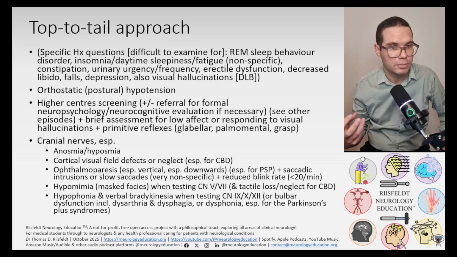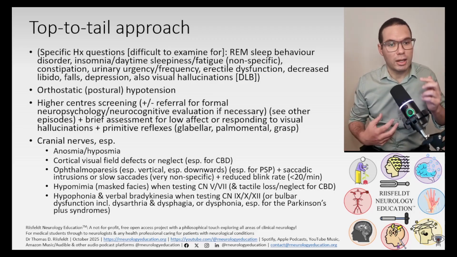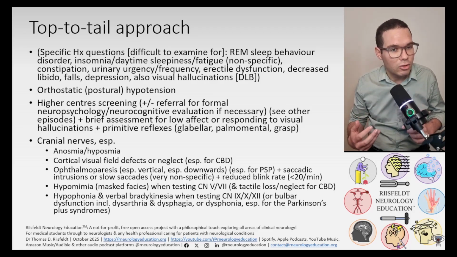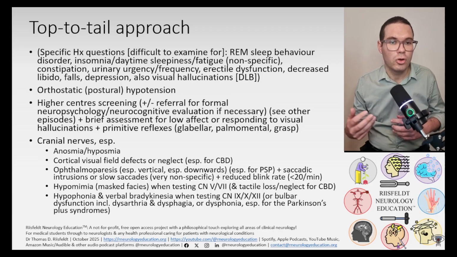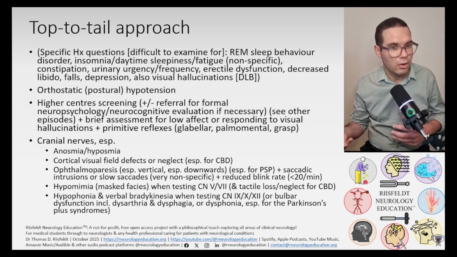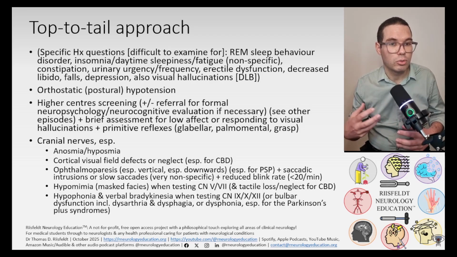Also, other sleep-related problems that are common in Parkinson's disease are problems like insomnia, daytime sleepiness, and fatigue, although of course they're very non-specific findings. Also, some gastrointestinal problems, namely constipation is a key one. And then also some autonomic functions affecting the genitourinary system, so urinary urgency or frequency, or in a male erectile dysfunction, or in either gender decreased libido. Also falls, depression, and also visual hallucinations.